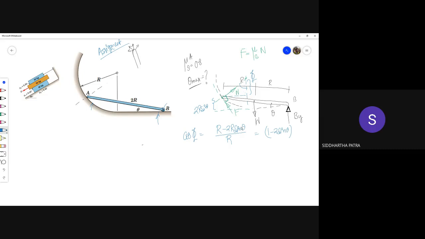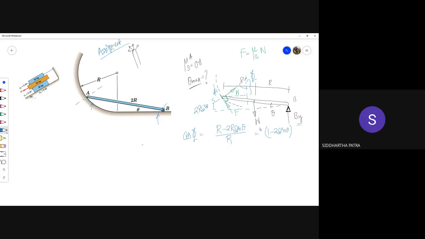Okay, so I believe from this you can proceed to the answer. The steps I would suggest: you can start with moment about A, so that you have the value of By. And then you can figure out how much the values of N and F should be to have equilibrium. And once you have that N and F, then you can substitute F equals mu s times N. And actually you would get N and F in terms of theta, right?